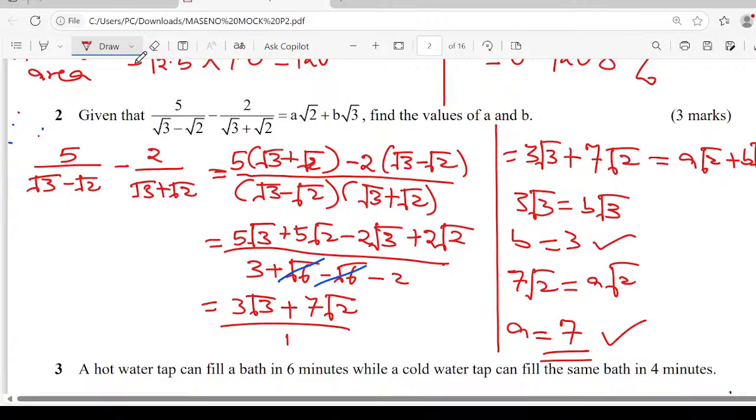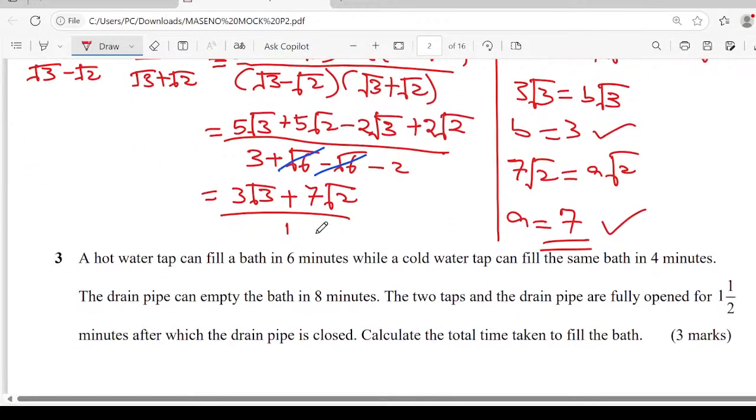So, dear learners, that is how you could have answered question number 2 to get it correct. Allow me to go to question number 3 now.